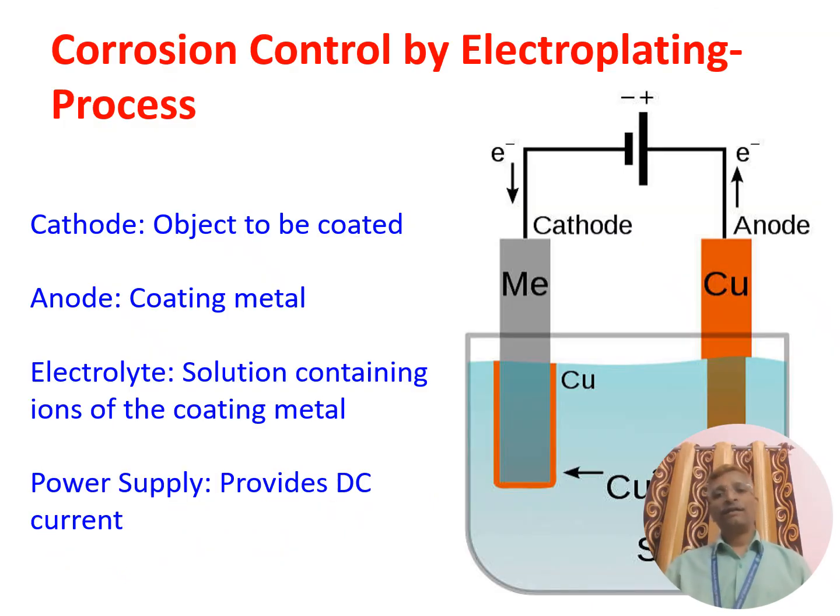Okay, so the same thing I have explained in a simple way. Cathode means the object to be coated. Anode, the coating material. Electrolyte, the solution containing ions of the coating metal. The power supply provides DC current. So this is a simple way of understanding the electroplating process.